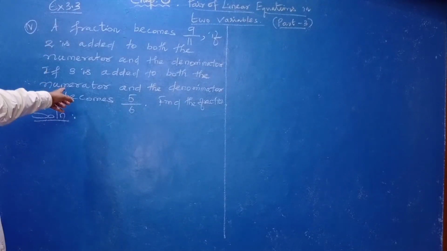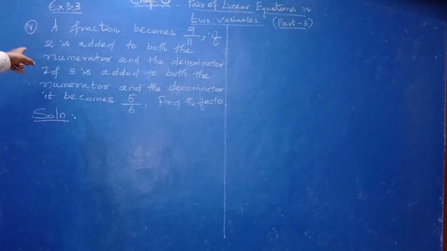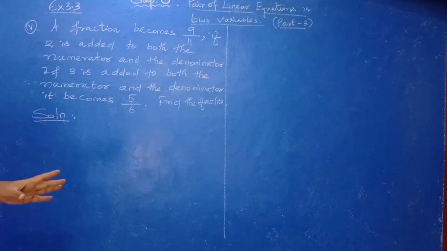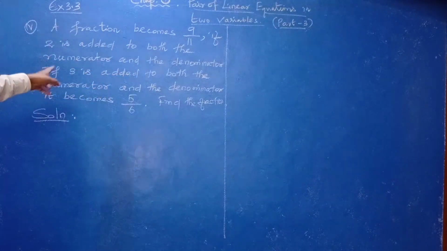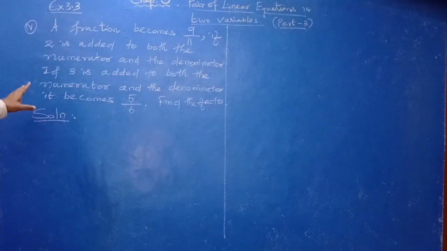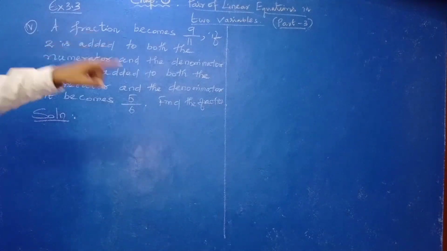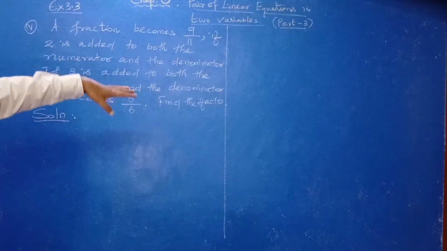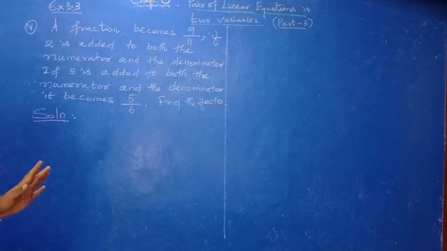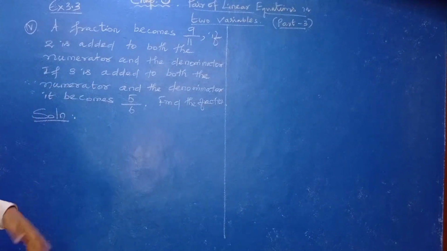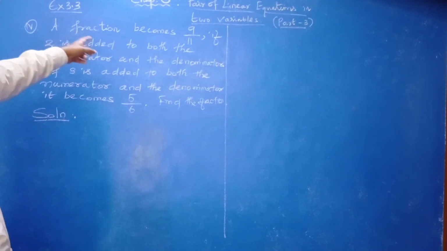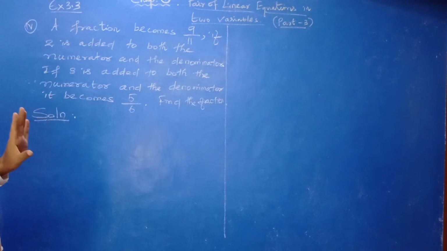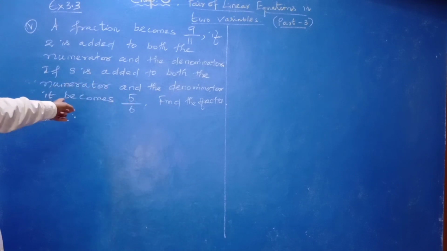Next problem you see, fifth problem you will see. Okay, read the problem. A fraction becomes 9 by 11 if 2 is added to both the numerator and the denominator. Here, first condition given. If 3 is added to both the numerator and the denominator, it becomes 5 by 6. You see, a fraction becomes 9 by 11 when 2 is added to both the numerator and the denominator. Clear? If 3 is added to both, then the fraction becomes 5 by 6.